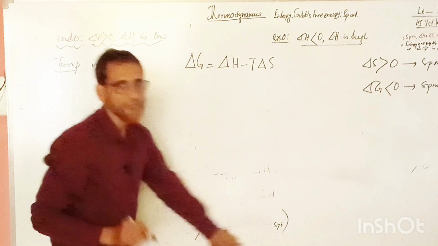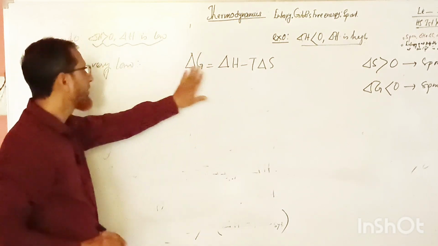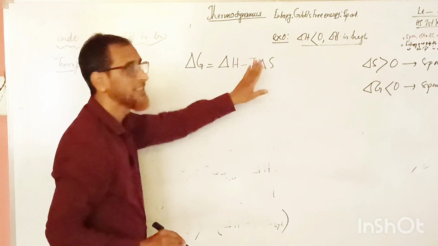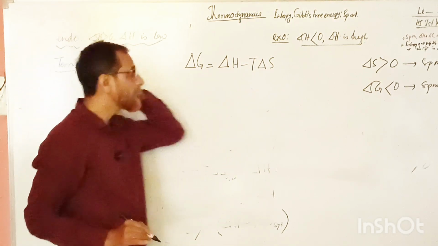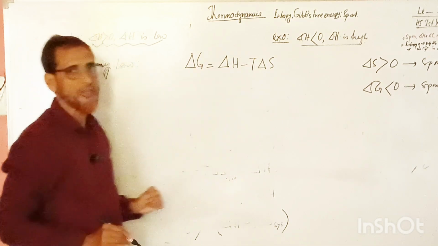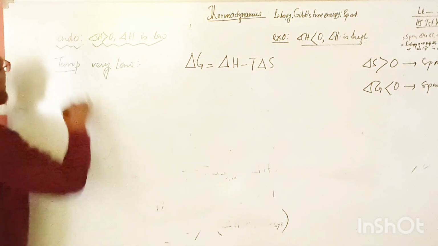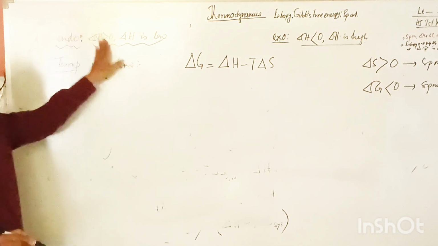Let us write the equation, the Gibbs-Helmholtz equation: ΔG = ΔH − TΔS, where ΔG is the Gibbs free energy change, ΔH is the enthalpy change, T is the temperature, and ΔS is the entropy change. Am I right? So let us consider an endothermic reaction.